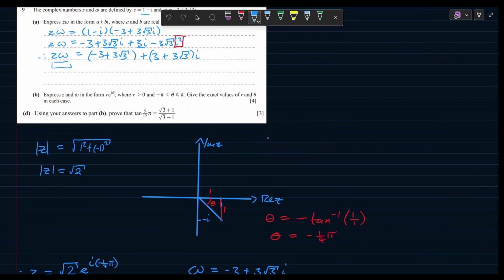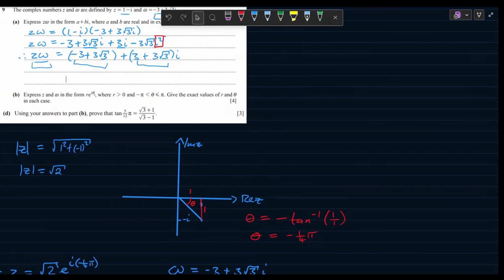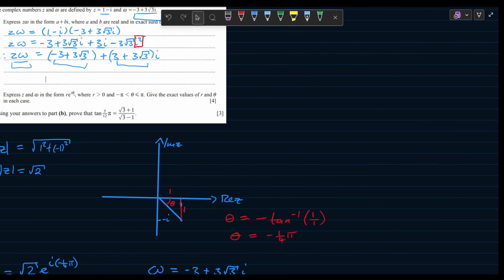Let's move on to part D. Using your answers to part B, prove that tan 5 over 12 pi is equal to √3 plus 1 over √3 minus 1. So √3 plus 1 over √3 minus 1 looks like it could have something to do with our z omega. Let's see if we can find the argument of z omega.